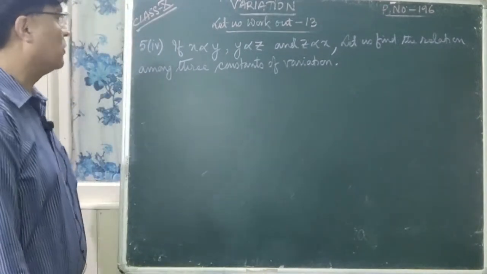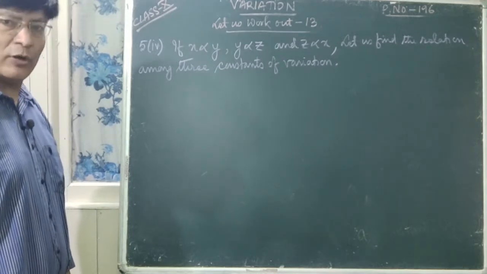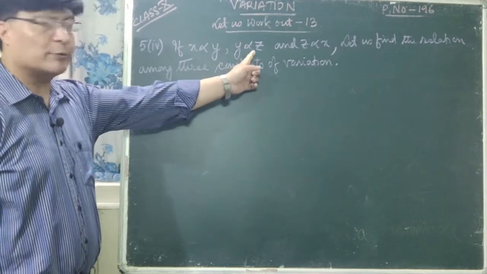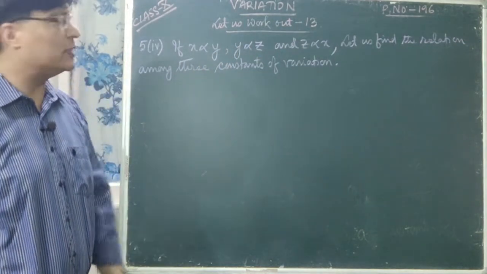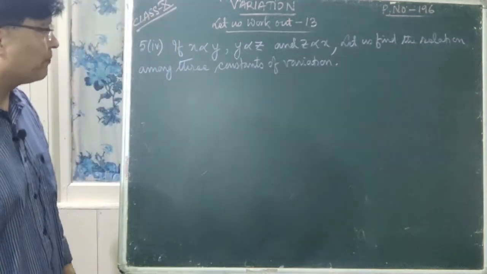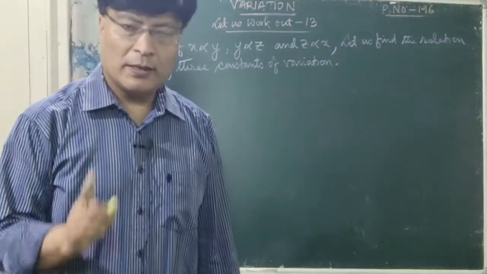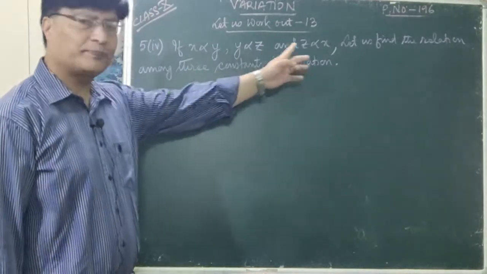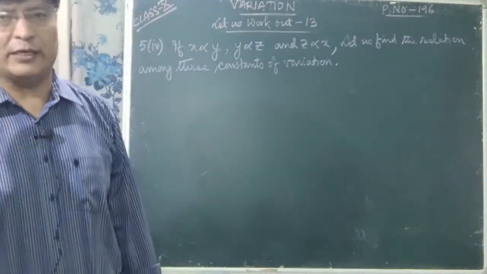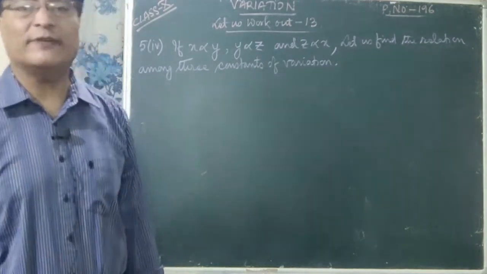So now we'll do the next question, that is 5 number 4. If x proportional to y, that is x is directly proportional with y, y is proportional to z, here also y is directly proportional with z, and z proportional to x, that is z is directly proportional with x. Let us find out the relation among the 3 constants of variation. Here, 3 relations of variation are given, so you will get 3 constants of variation. Okay, and you have to find out the relation between these 3 constants of variation.